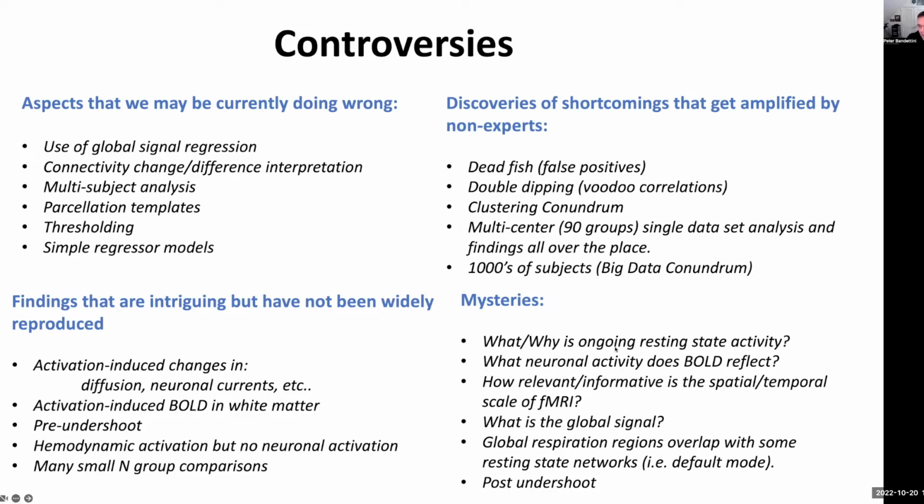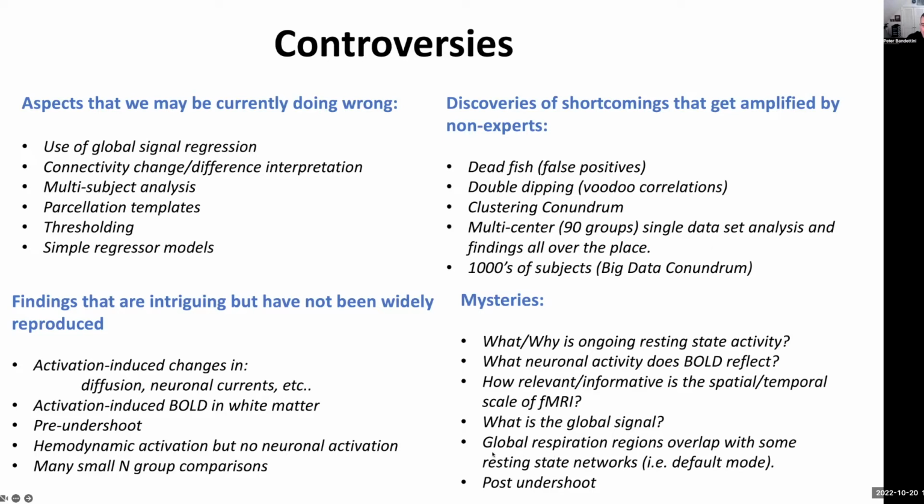As I mentioned, what's going on with resting state activity? What neural activity does BOLD actually reflect? How relevant or informative is this spatial temporal scale of fMRI for actually understanding the brain? A lot of single cell electrophysiologists will say, well, we're at the wrong scale. We're just looking at this sort of epiphenomena. What is the global signal? So we're trying to regress it out, but it might be meaningful. And what actually is it? Is it breathing? Is it something else? Is it something neuronal?